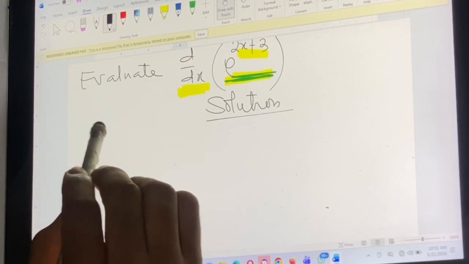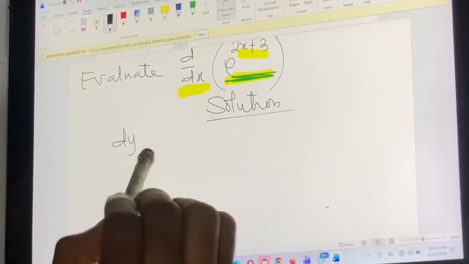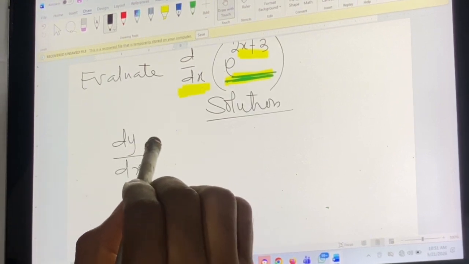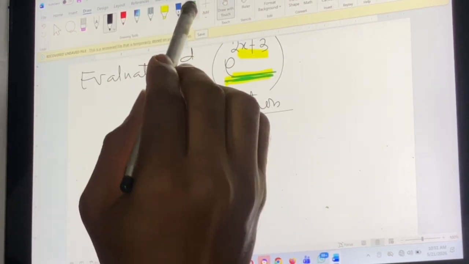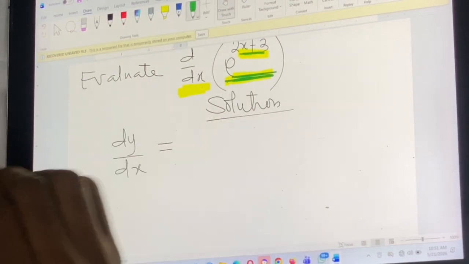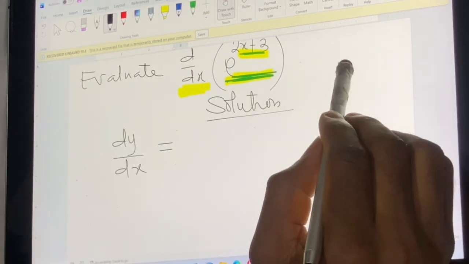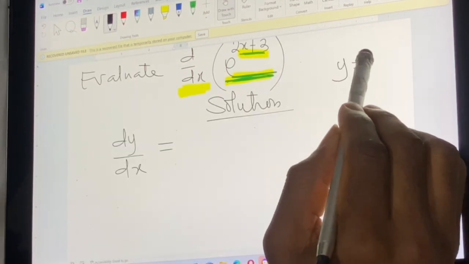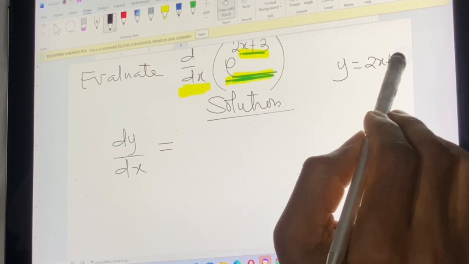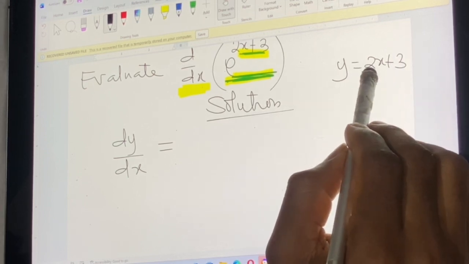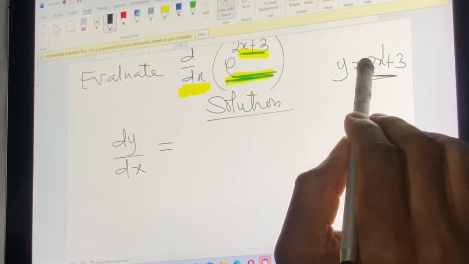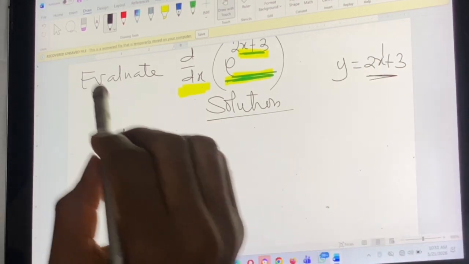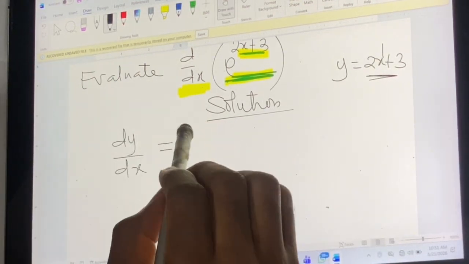So class, our dy over dx here is equal to, class, remember, differentiate what is at the top here, differentiate 2x plus 3. If I have 2x plus 3 as a function like this, y equal to 2x plus 3, how do I differentiate this? Of course, this here is a polynomial. There's an invisible power here. You take the power down to the base, subtract 1 from it, I'll have that to be 2. So this is going to be 2.